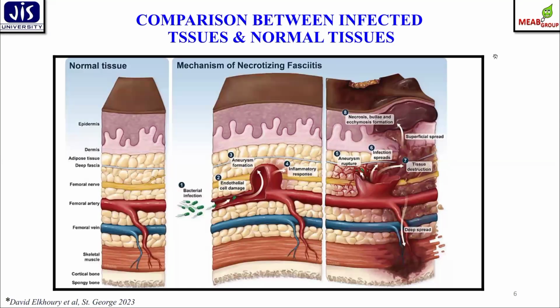This is a nice pictorial presentation which shows a comparative overview between infected tissue and normal tissue. You can see on the left-hand side, normal tissue is not showing any kind of activity or any NF symptoms. On the right-hand side, it shows the mechanism of how necrotizing fasciitis occurs, causing deep spread of this microorganism, necrosis-like symptoms, and abnormal texture of the normal tissue cells.